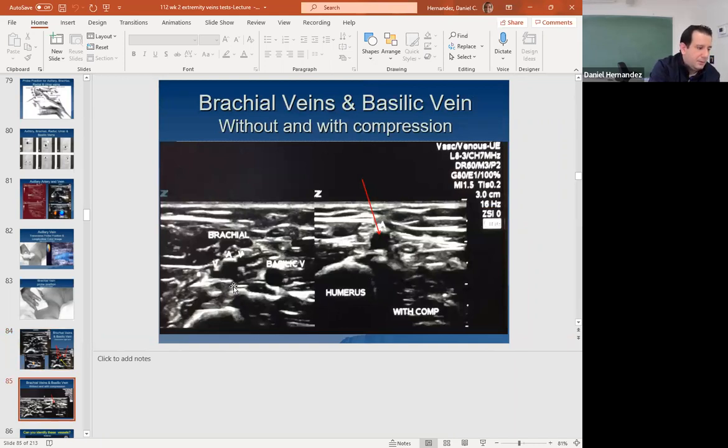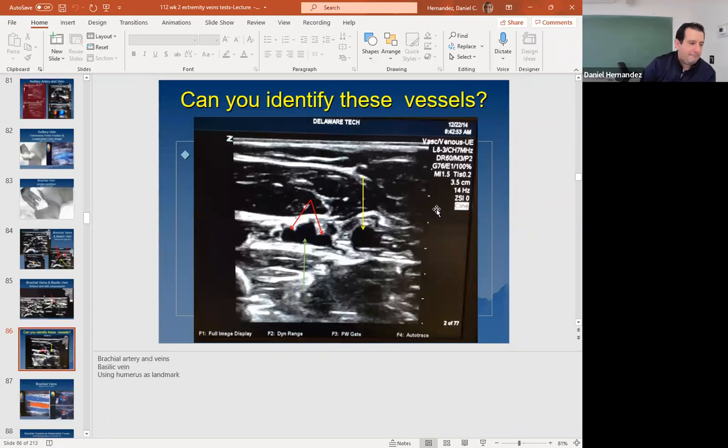It's another transverse image. So we find our artery, the veins, and then the basilic vein off medial, off to the side by itself with no associated artery. So when we do our compression, everything should compress down except for that artery. This should be an easy one. Brachial artery, your two brachial veins, and basilic vein.